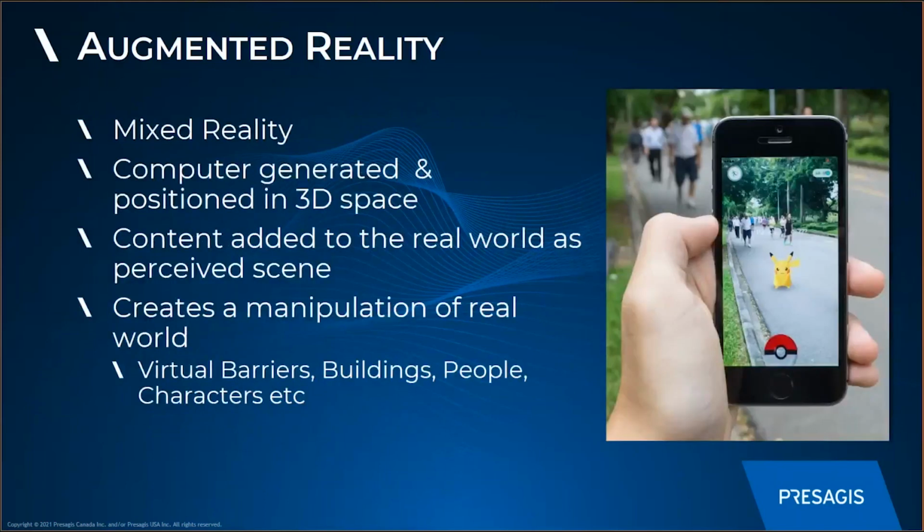Now, the one that you hear about a lot in the press, on TV, and see in the movies and video games is 3D augmented reality. Quite often this is referred to as mixed reality. The concept of mixed reality is we're generating computer-generated graphics and positioning them in 3D space. Effectively, we're clamping them, referencing them into that 3D space, and adding content to the real world so that you believe it really exists.